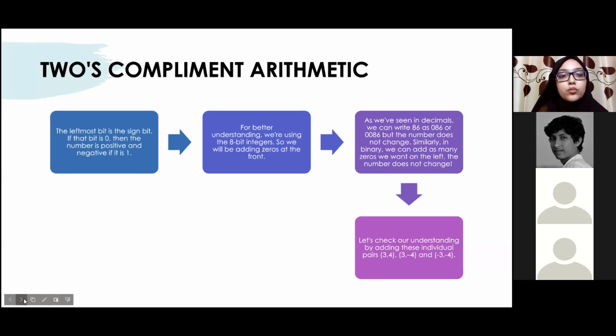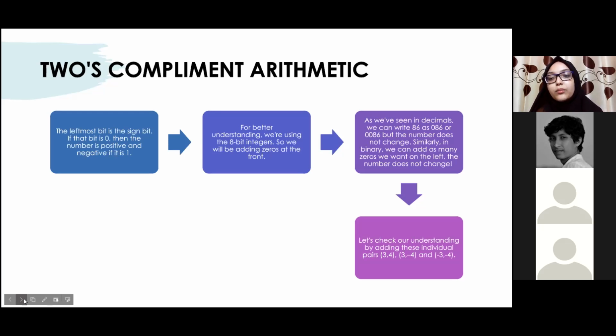Here the leftmost bit is the sign bit. If that bit is 0, then the number is positive, and negative if it is 1. For better understanding, we will be using 8-bit integers, so we will be adding zeros at the front. As we have seen in decimals, we can write 86 as 086 or 0086, but the number does not change. Similarly, in binary, we can add as many zeros as we want to the left. The number does not change.